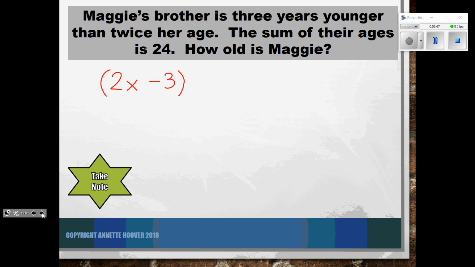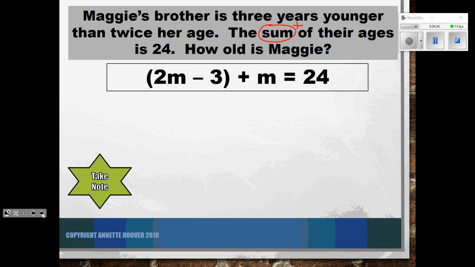So let's go back and see what it said. Maggie's brother is 3 years younger, so we're subtracting 3, then twice her age. So we have her age multiplied by 2. Now the second part says the sum of their ages. And we have learned that the word sum is the answer to an addition problem. So now we have to add our original equation, the first equation was the age of Maggie's brother. Now we want to add that to Maggie's age. So what is that going to look like?